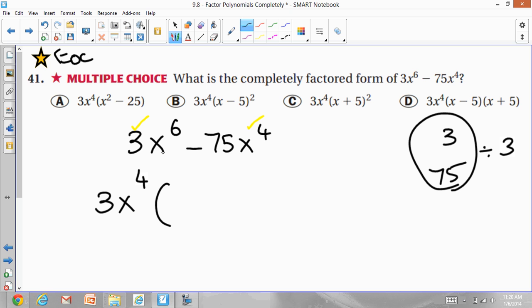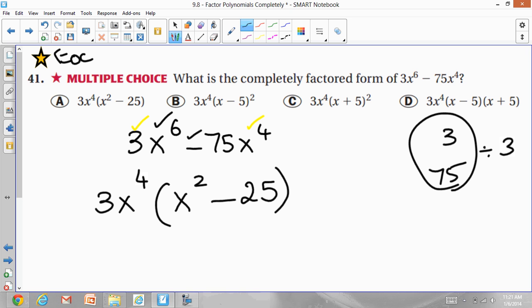So now I need my x to the power of 6. I already have x to the power of 4, so I only need an x squared to make up my x to the power of 6. Now I need my minus sign inside, which is done. 75, so 3 can go into 75 25 times. And x to the power of 4 you have already taken out, so this is what it is.